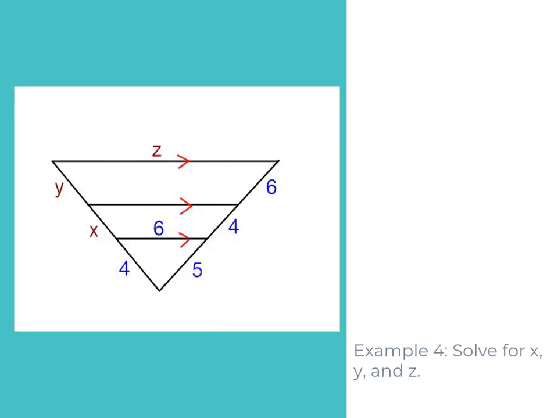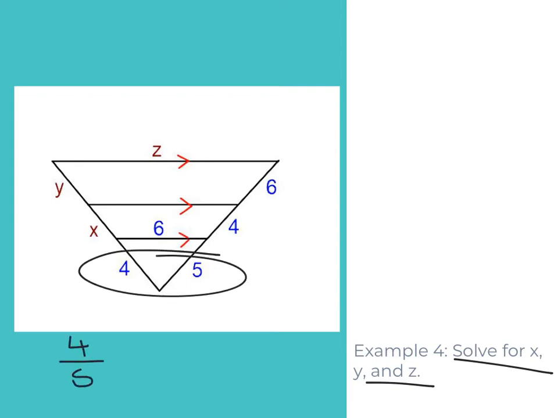On my last example, I'm asked to solve for x, y, and z. We're going to start with x and y, and then talk about why our shortcut doesn't work for z. So 4 over 5 has to equal x over 4. Now I'm just going to cross multiply and divide. So 4 times 4 divided by 5 is going to equal 3.2.